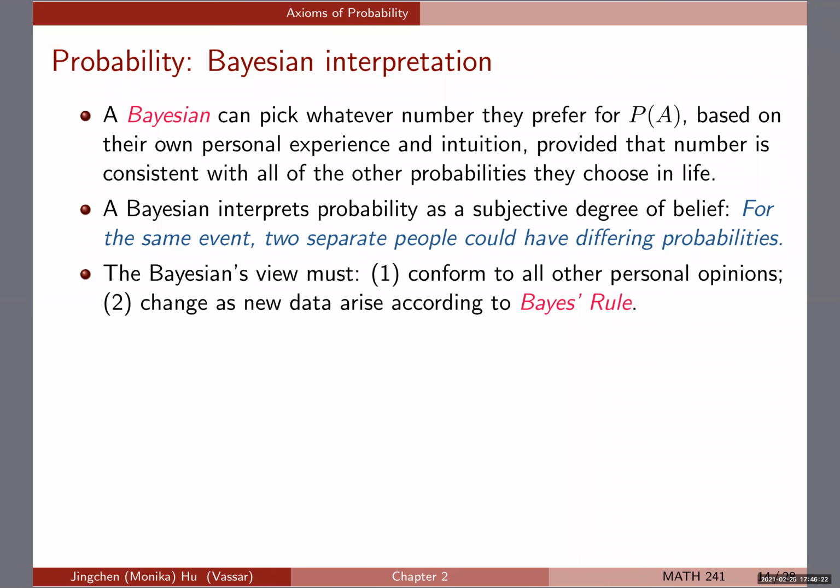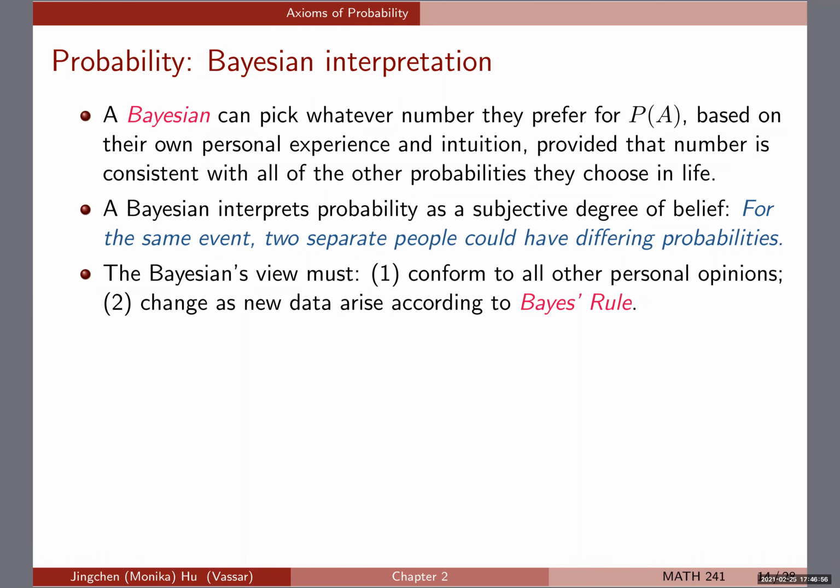The Bayesian's view must then do two things: conform to other personal opinions, and also change as new data arises according to Bayes' rule. Later in the semester, we're going to discuss how to work with Bayes' rule. But here, we just want to make sure that you know that you can have all kinds of subjective beliefs, but they should be consistent, as well as the Bayesian view can update your belief given the data that you're able to collect.